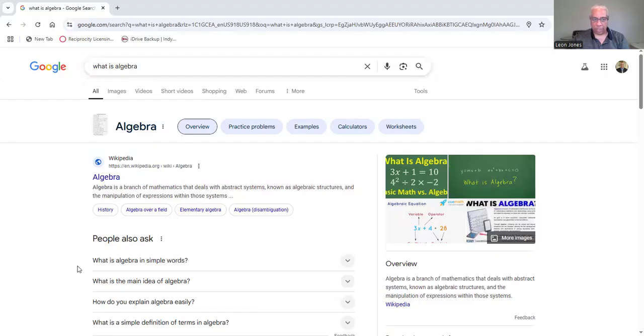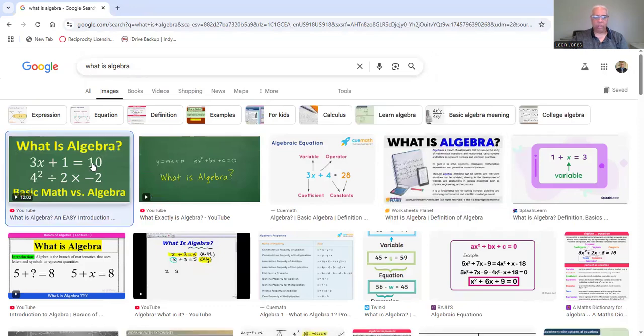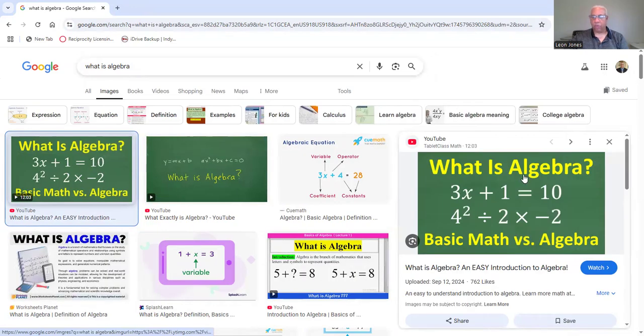Algebra is a branch of mathematics that deals with abstract systems as algebraic structures and the manipulation of expressions. As you see right here, this is an example of an algebraic equation. You have an x, and that x is your unknown. Now, how do I solve for x?